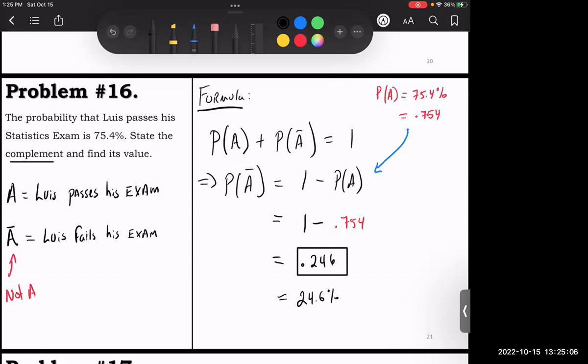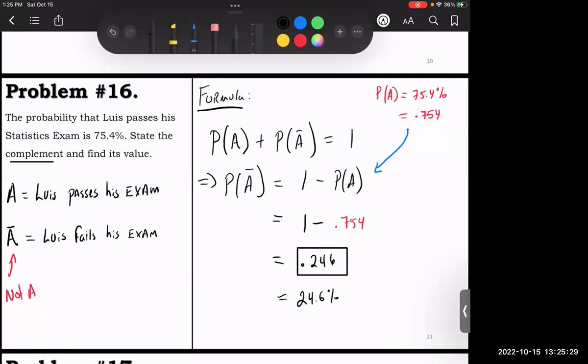Questions? Right, so just remember, complement means the opposite. So if we have A, then A bar means not A. Sounds good? Yes.